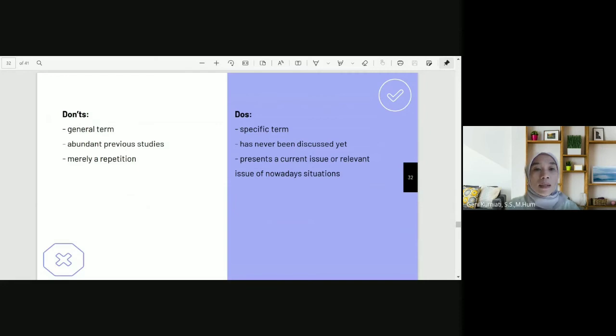And then abandon previous studies if you do the same research or analysis. That will be merely repetition. So you better analyze something that has never been discussed yet, and then present a current issue or relevant issues of nowadays situations.